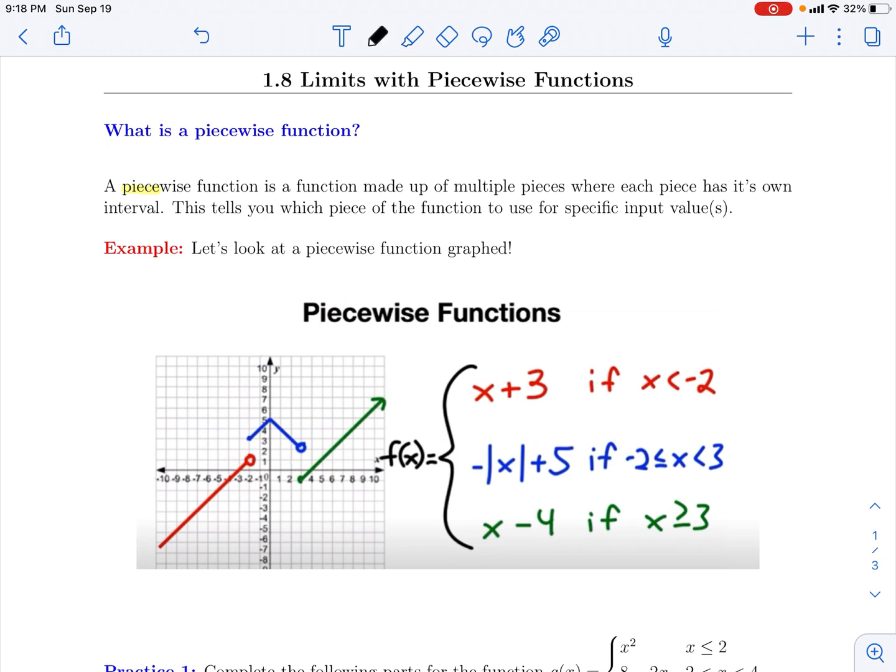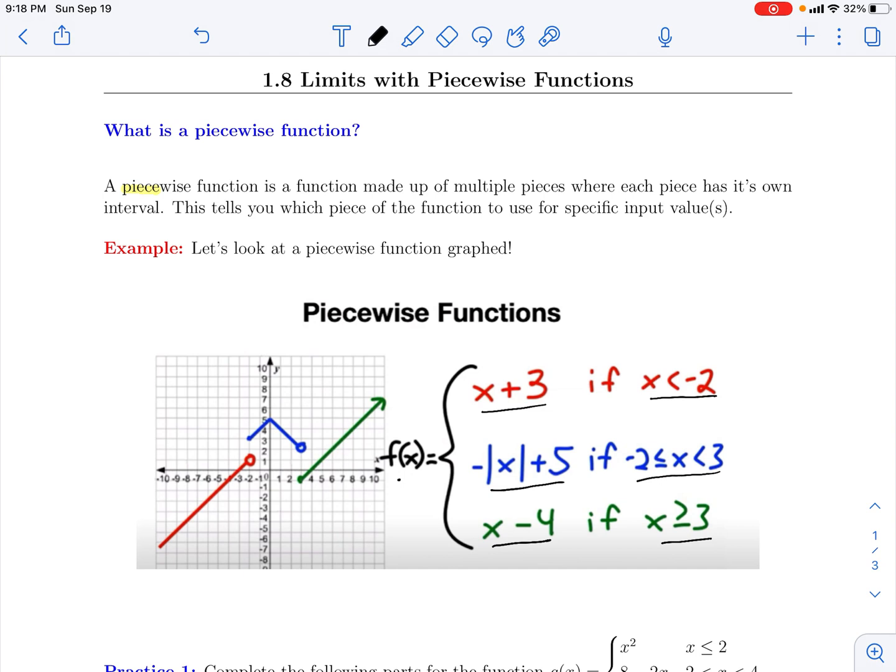Looking on the right, you can see f of x and how it's defined. Here you see each of its pieces. Here are our three pieces. It says to use the function x plus 3 if x is less than negative 2, to use negative the absolute value of x plus 5 if x is in between negative 2 and 3, and then to use x minus 4 if x is bigger than or equal to 3.